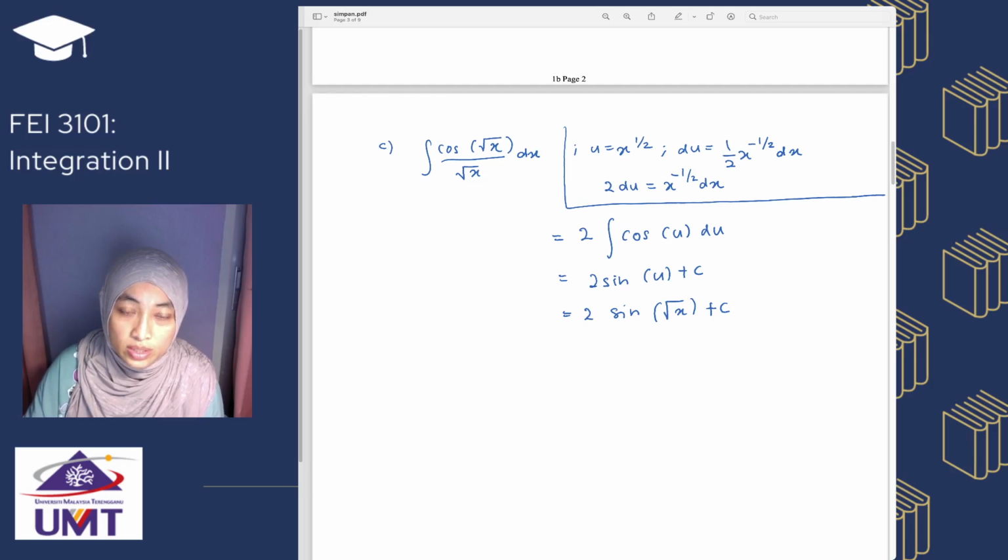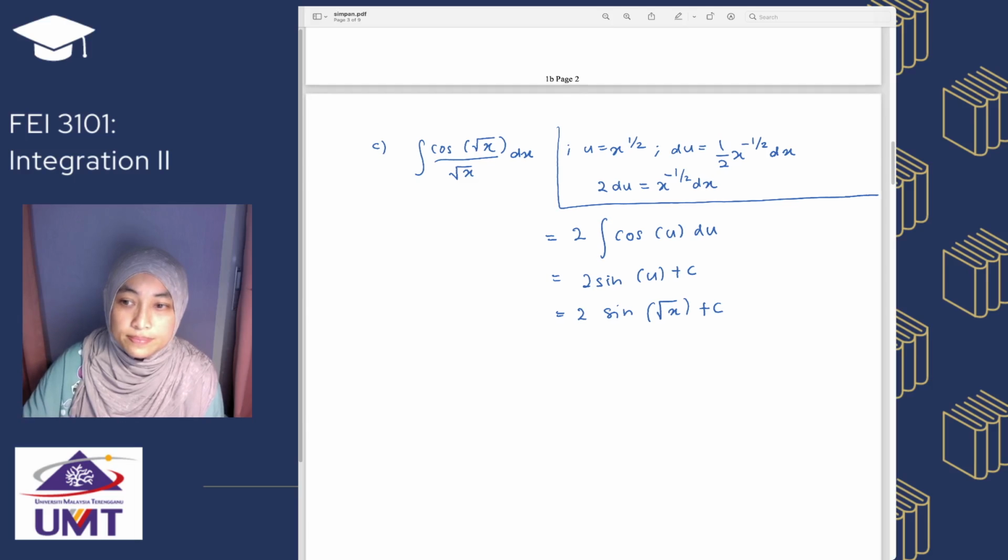Then substitute it as usual, where you take out the 2, so you just have 2 times the integration of cos u du, and you'll get 2 sine u plus c. Okay, don't forget to substitute u back, you'll get 2 sine square root of x plus c.